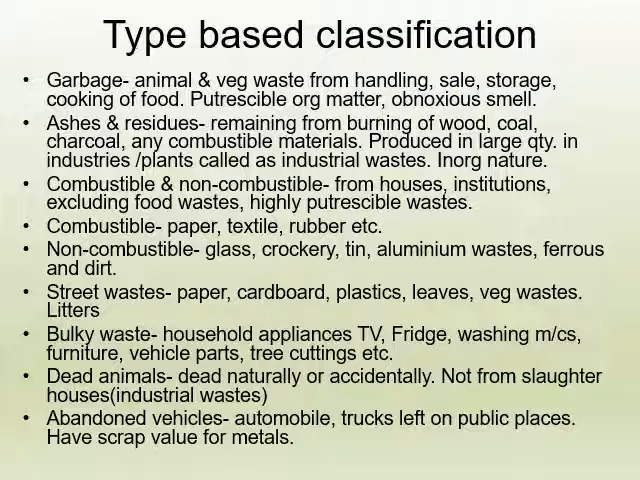Now street wastes. It may be paper, plastic, some wrapper, cardboard, leaves, vegetable waste, litter, etc. Bulky waste is another separate type of waste, like household appliances, old TV or refrigerator, washing machines, parts of these also, furniture, vehicle parts, tree cutting, etc. These are bulky wastes.